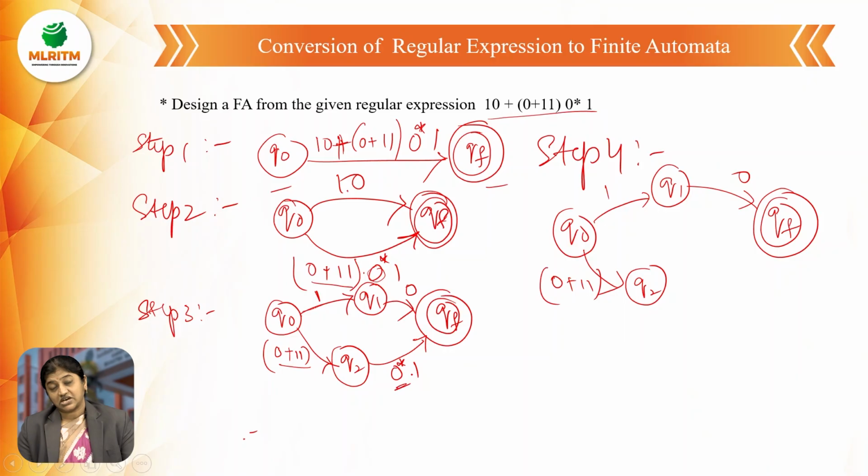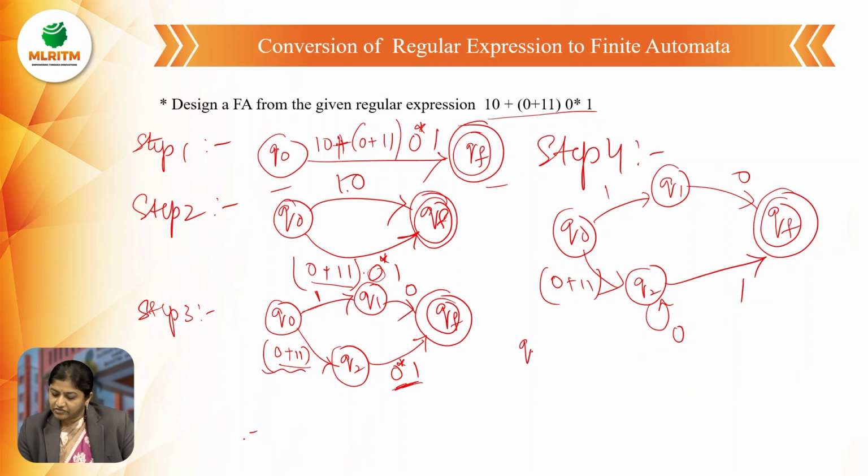As here 0 star is there, what does 0 star indicate? 0 or more occurrences of the input symbol 0. Then 1, it is reaching the final state. So 0 star 1 we have simplified now. Next we should simplify this.